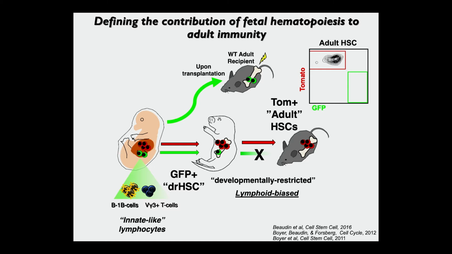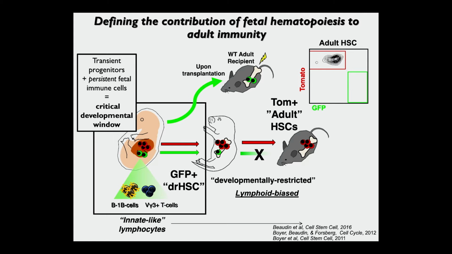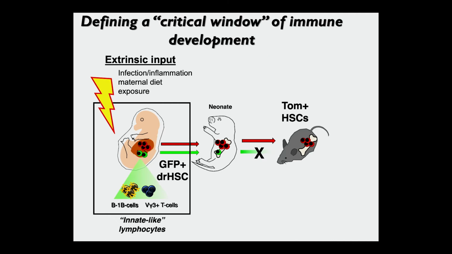Now, what this discovery did for us was to identify a specific transient progenitor, using this model, that gives rise to a subset of fetal immune cells that now go on to persist into adulthood and contribute to the adult immune system. And this identified a critical developmental window for the development of the immune system, where any extrinsic or intrinsic input into the system is going to shape the phenotype of the adult immune system and the adult hematopoietic system. And so we decided to test this by applying extrinsic inputs, either infection or inflammation.